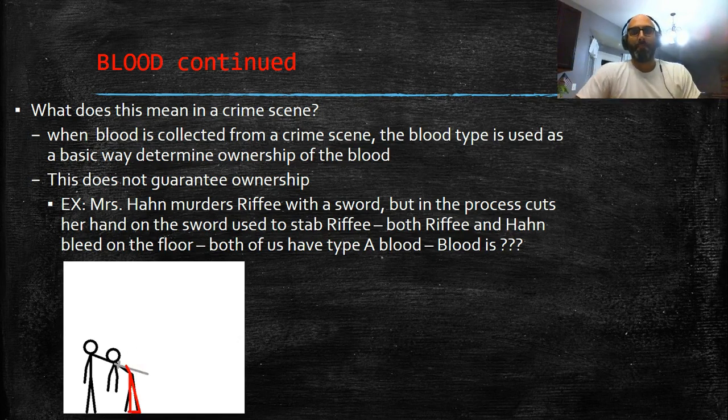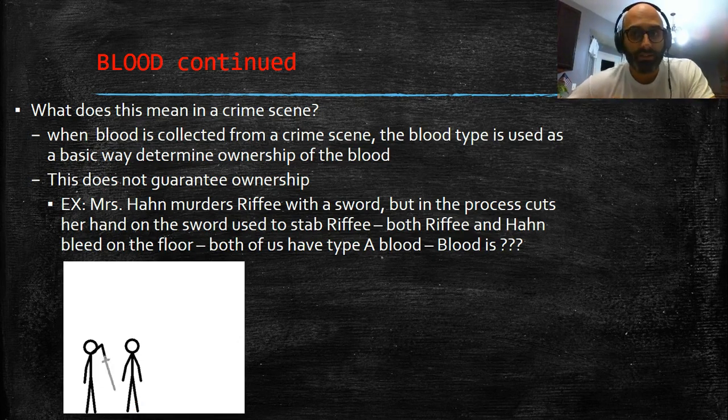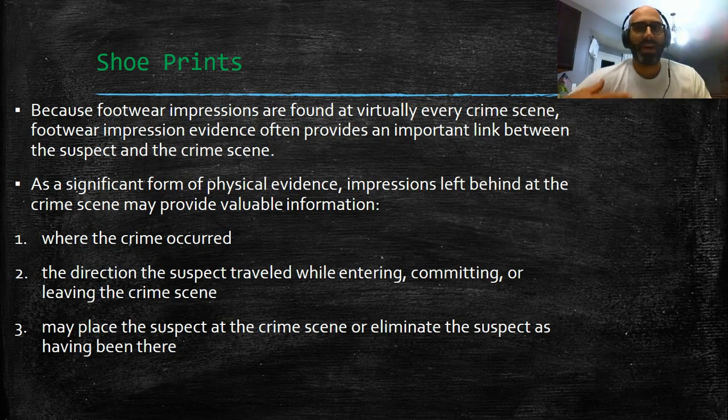So just because you can determine blood type does not guarantee ownership. Here's an example. Down here in the stick figure, Miss Han is the stick figure with a sword, and she decides she wants to murder Riffy with that sword, but in the process happens to cut her hand on the sword used to stab Riffy. Both Riffy and Han bleed all over the floor. Both of us have blood type A. Could you tell me definitively whose blood is actually on the floor? The answer is no, because they have the same blood type. What would you do to actually figure that out? DNA analysis.